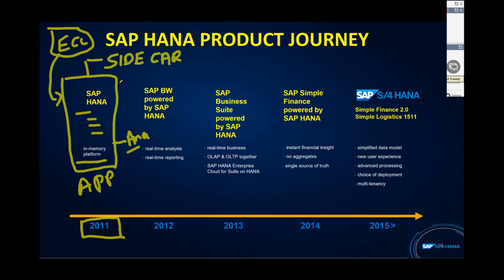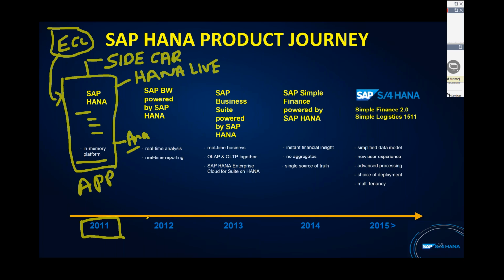Then further, to support this sidecar scenario, SAP came with a solution called HANA Live. HANA Live is nothing but the same kind of sidecar solution which we have discussed. Again, we'll be discussing HANA Live in detail. We have a complete session for HANA Live.